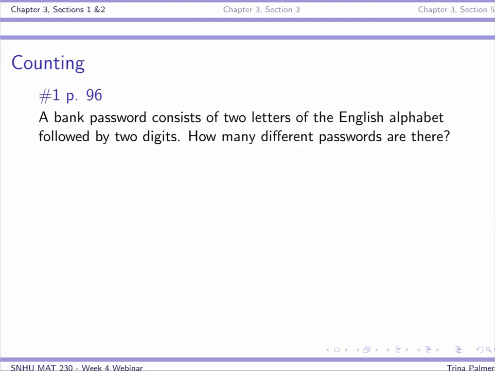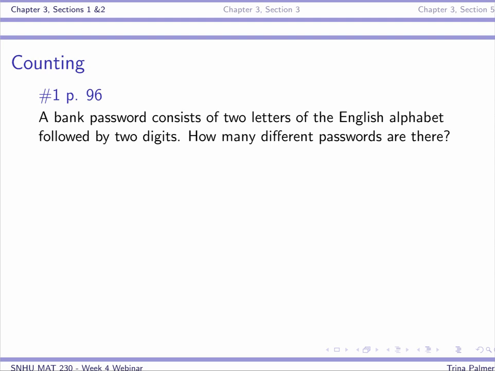In this first example, I have a bank with a password that consists of 2 letters of the English alphabet followed by 2 digits. So how many different passwords are there? I like to think of this as the slot method. It's also using the multiplication principle.